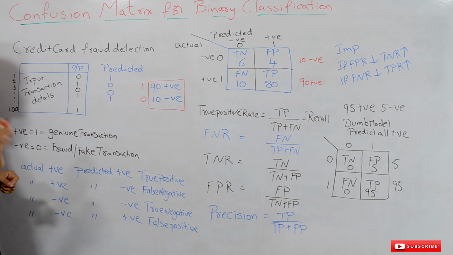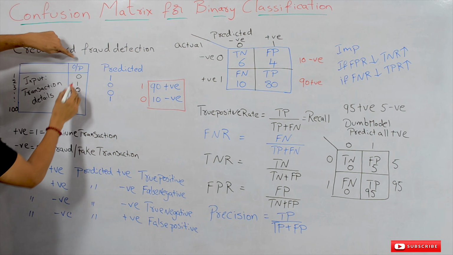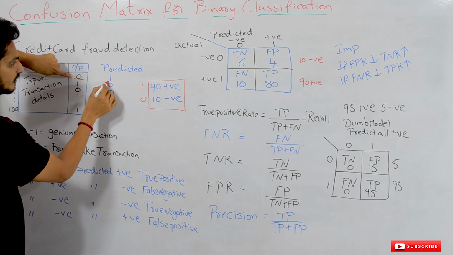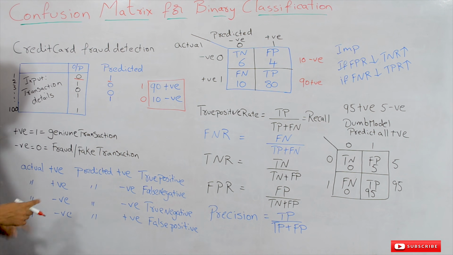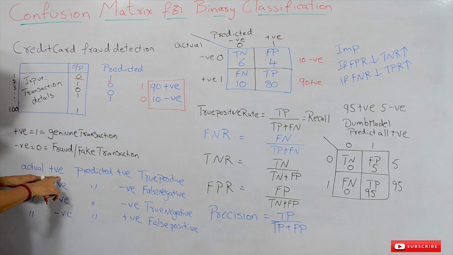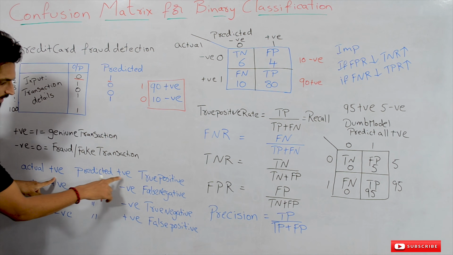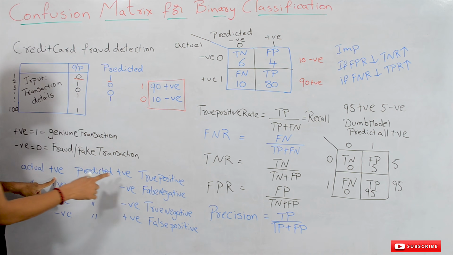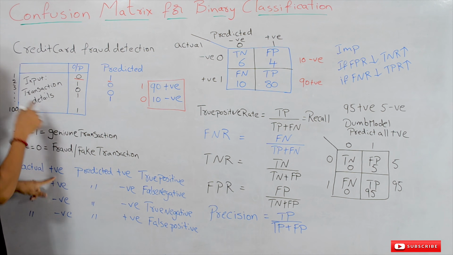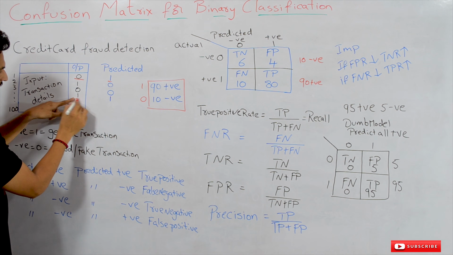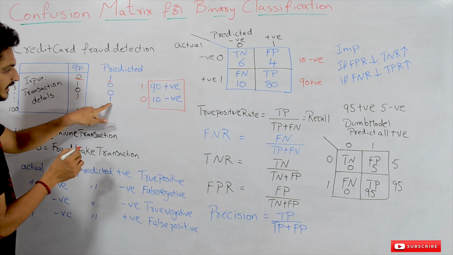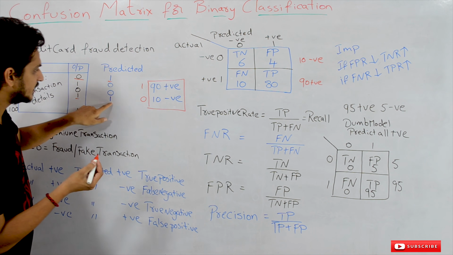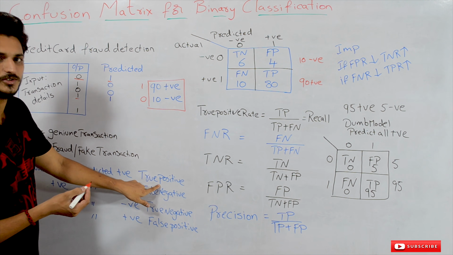So here we have 4 different combinations. Actual data point is 0, but our model has predicted 1. This is one combination: the actual point is positive and our model has predicted positive. This type we call a true positive. Positive means genuine points, which we consider as 1. See here, the actual data point is 1 and the predicted is 1. We consider 1 a positive point. So actual positive, predicted positive, we call a true positive.